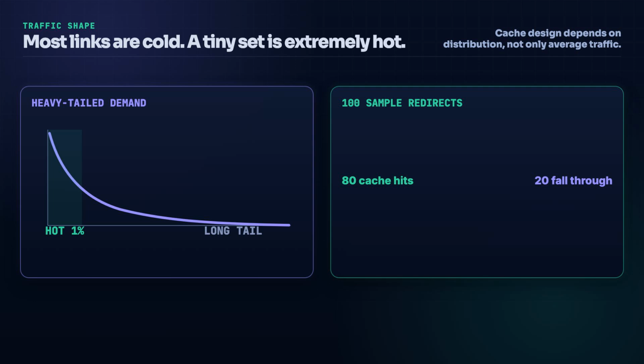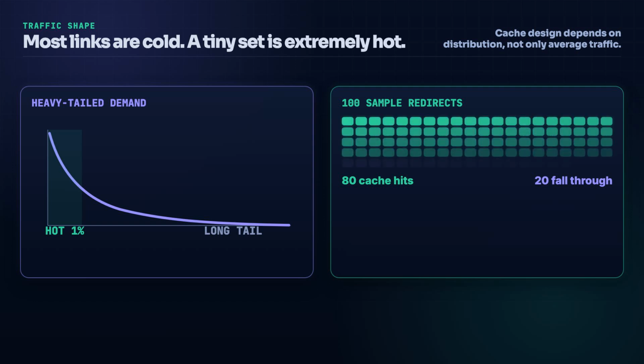A cache much smaller than the full link corpus can then absorb most requests because it stores the popular mappings rather than every mapping. Out of 100 requests, 80 finish in the hot cache and only 20 continue toward colder storage. This is an assumption behind the design, not a guaranteed hit rate.